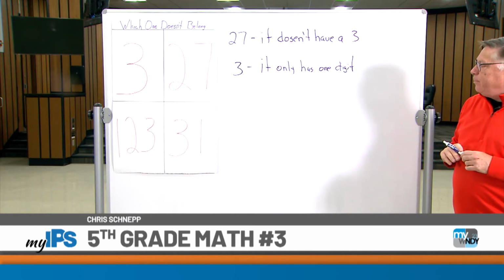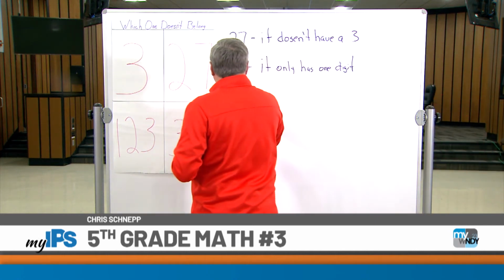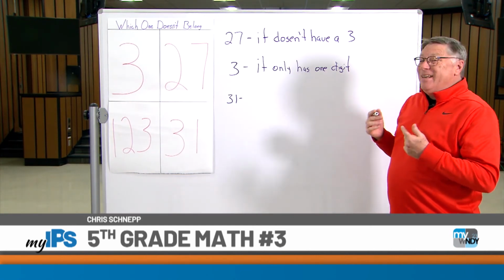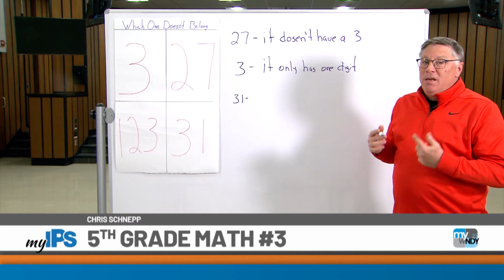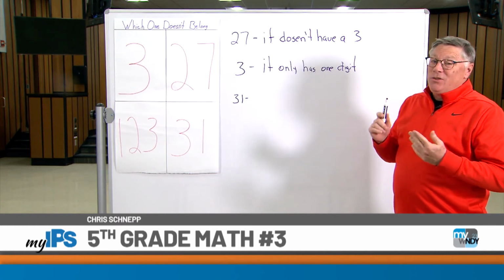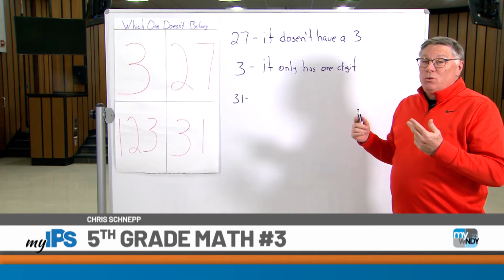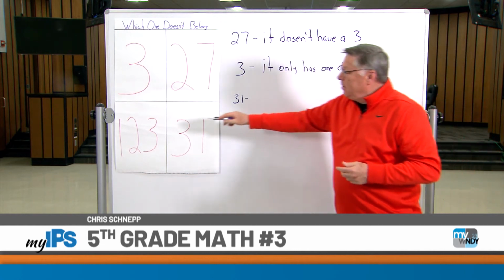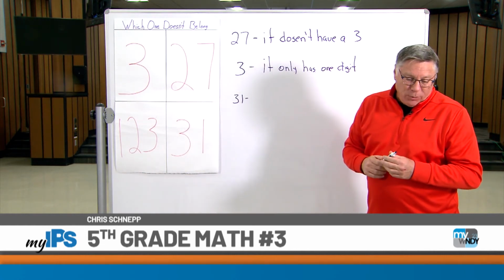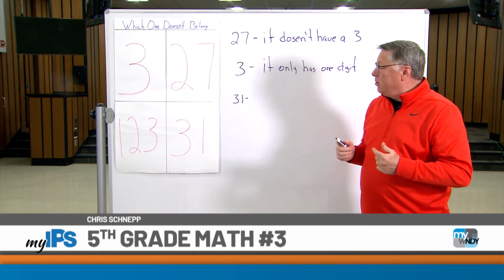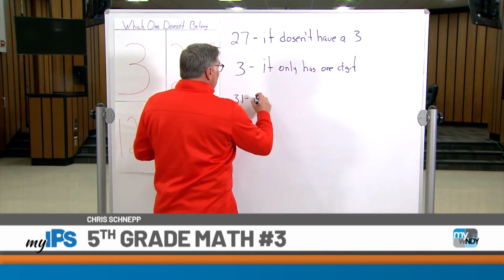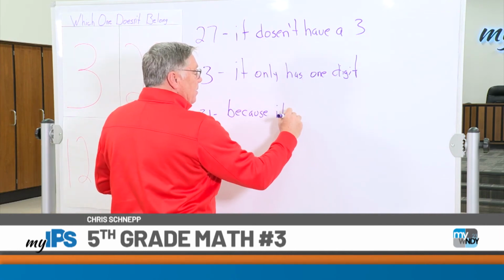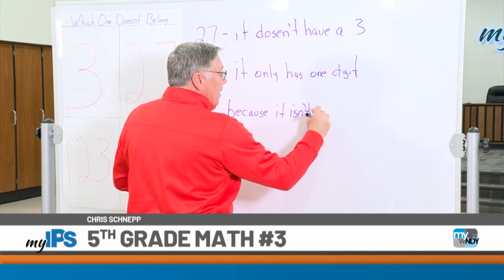So 3 isn't because it only has one digit. And I'll give you one more example, and that is going to be the number 31. The reason I chose 31 is because 31 is not a multiple of 3. If I counted by 3s, 3, 6, 9, 12, 15, 18, 21, 24, 27, 30, and if I kept going, 123 is also a multiple of 3 because 3 times 41 equals 123. So I could write down 31 because it isn't a multiple.